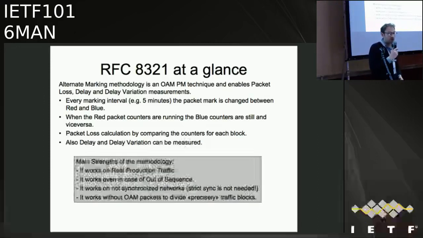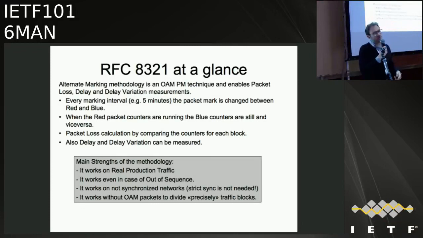This method also works on non-synchronized networks because the marking boundary is an auto-synchronization signal over the network. So you don't need a strict synchronization between the endpoints. And it works without OAM packets. OAM packets don't work in case of out of order and in case of packet loss. If your OAM packets get lost, you cannot make the measurement, but the marking boundary is still valid also in case of packet loss and reordering.